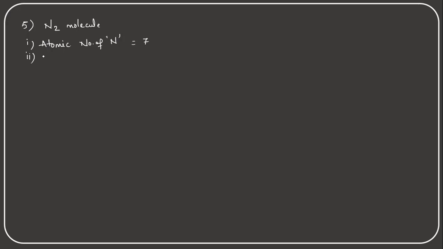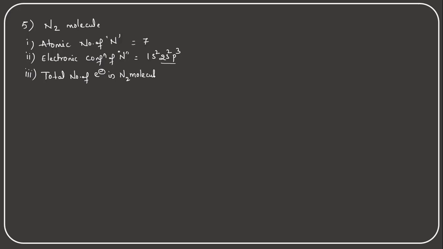The second point is the electronic configuration of each nitrogen atom in the N2 molecule. So 1s2, 2s2, 2p3, right? So the second orbital here is the outermost orbital. The third point is the total number of electrons in the N2 molecule.